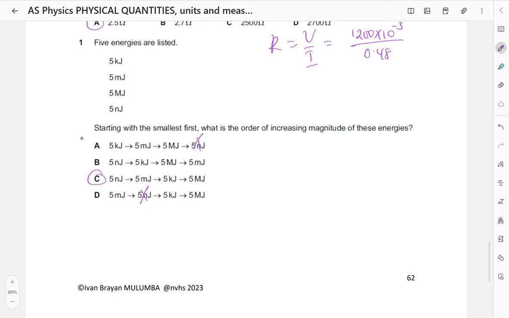So you have to choose between B and C. Then kilo and mega. Then this is milli. Milli is smaller than kilo, so milli should come first. So the answer is going to be C. Remember, nano is 10 power negative 9. Milli is 10 power negative 3. Then we have a kilo, it is 10 power 3. Then we have mega, is 10 power 6. So it means the one with the mega should come at the end. Nano should come first because we want to start with the smallest.